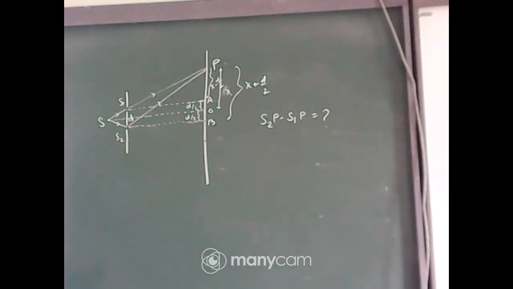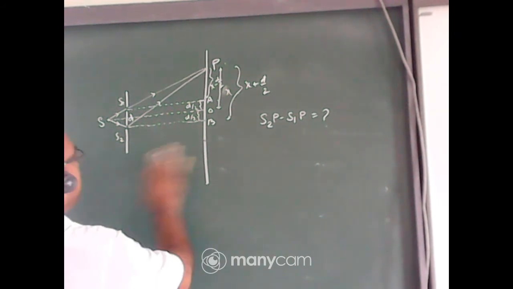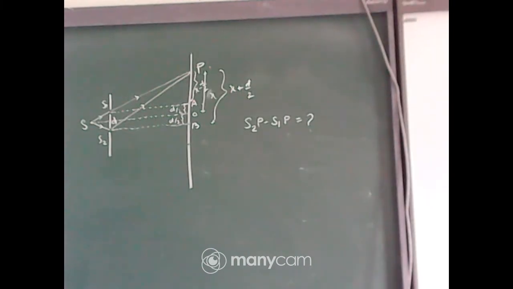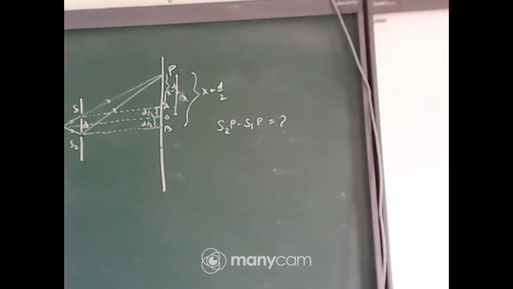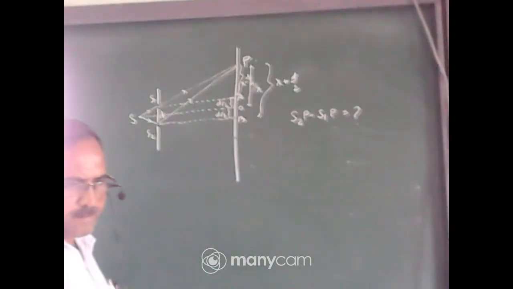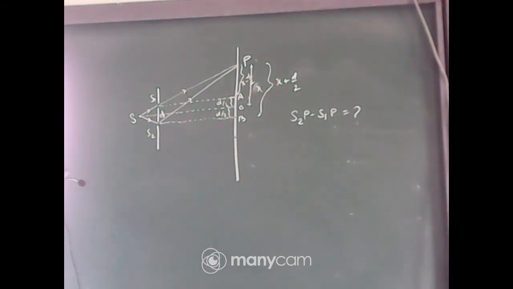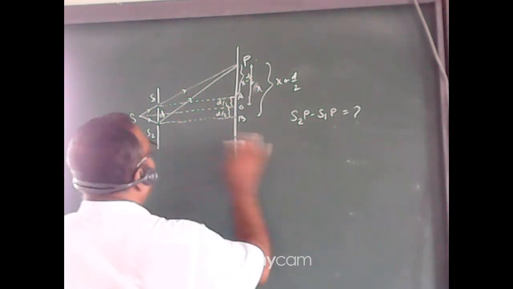Okay sir, okay sir. So my dear student, you check here. This is the diagram. So you find out the value of S2P minus S1P. How can we derive it? Yes sir, very good sir. Okay, so you see here.